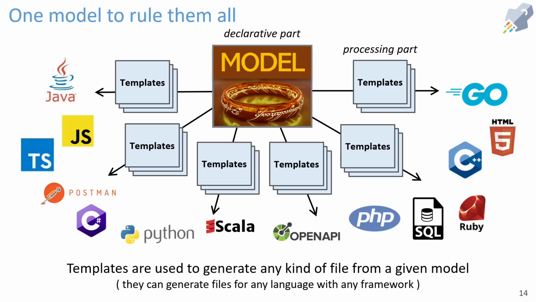Each template is specialized to generate a certain type of file. For example, we can create a set of templates to generate a persistence layer in Java, or another set of templates to generate a web application in Python. So now it's time to dive in the template files.